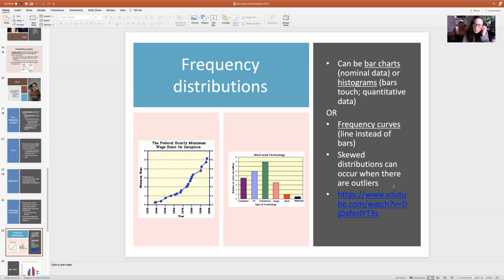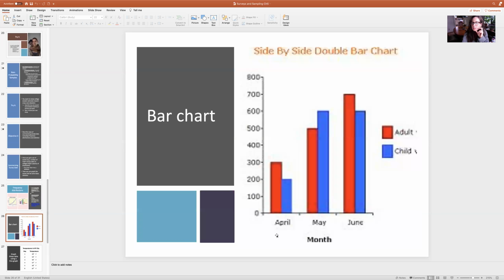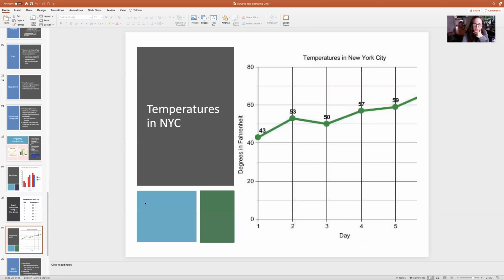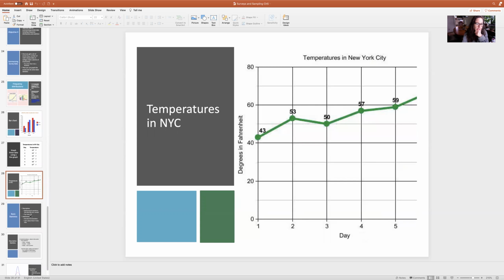Now, sometimes you can get skewed distributions when there are outliers. So you can get somebody way, way out on one end of the distribution, and that can happen in a frequency distribution. Here's an example of a bar chart. It's not very clear. Here's an example of some data that you could put into, for example, a line graph or a frequency distribution. And that would look something like this, where over these days, this is how much the temperature varied in New York City.